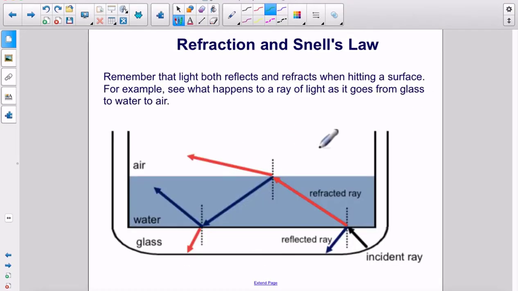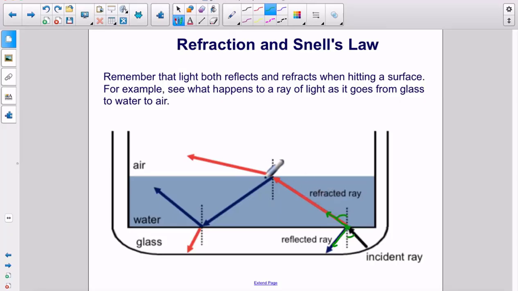Remember that light both reflects and refracts when hitting a surface or an interface. For example, see what happens to a ray of light as it goes from glass to water to air. So our incident ray here, when it hits this interface between the glass and the water, some of it reflects this way, some of it refracts through. And since it's going from denser to less dense, it's going to bend away from the normal. So see, this angle of incidence will be smaller than the angle of refraction here.